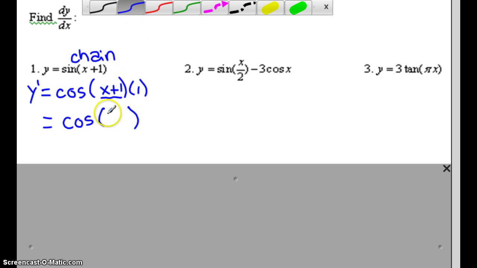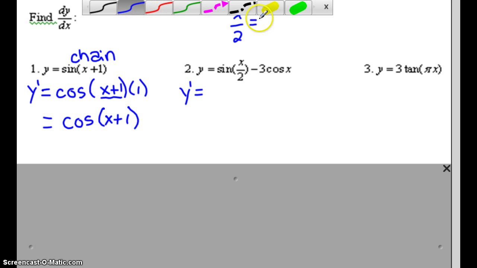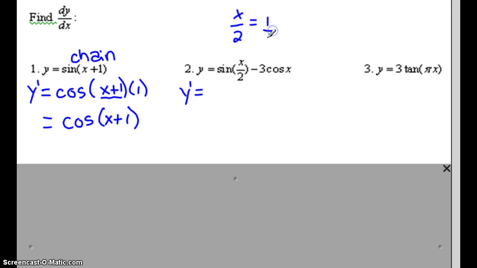There we go. For the second one, we have two separate parts. We have the sine of x divided by 2, and then we have minus 3 cosine x. Because of this minus in the middle, it separates it into two terms, so I'm going to treat them as two separate terms. So first, I'm going to look at the sine of x divided by 2. Remember, guys, x divided by 2 is the same thing as 1/2 x. For some reason, this throws off students when they see it written a little differently. But x divided by 2 is just 1/2 times x, right? So 1/2 is really just a coefficient here.